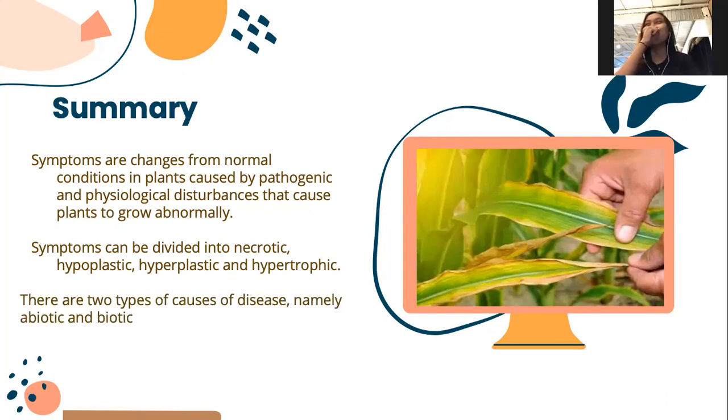So, in summary, deviation from normal condition in plants is caused by pathogenic and physiological disturbance that cause plants to grow abnormally. Symptoms can be divided into necrotic, hypoplastic, hyperplastic, and hypertrophic. There are two types of cause of disease, namely abiotic and biotic. Thank you.